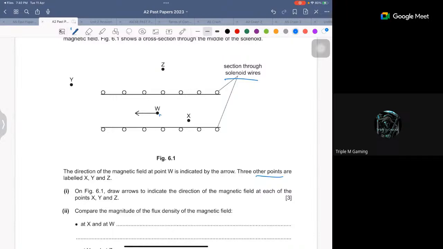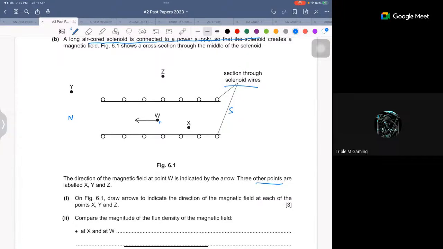So it means that if this is going this way, it always goes from inside, so this has to be north and this has to be south. You guys agree? Within the core, the field is parallel, so X and Z have to be parallel. Sure. Here it would go like this. So it should be like this, and it should be like this. Do you guys understand this?